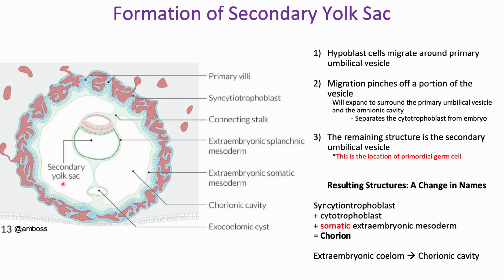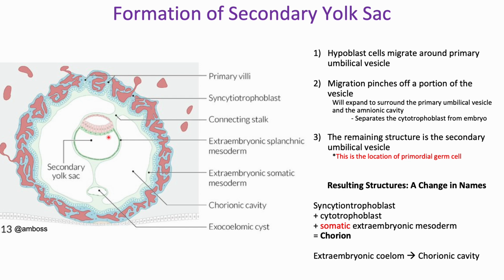So the chorionic cavity is completely surrounding the developing embryo, except for the connecting stalk, which, if you recall, was formed by extraembryonic somatic mesoderm. All right, and now we have our amniotic cavity.